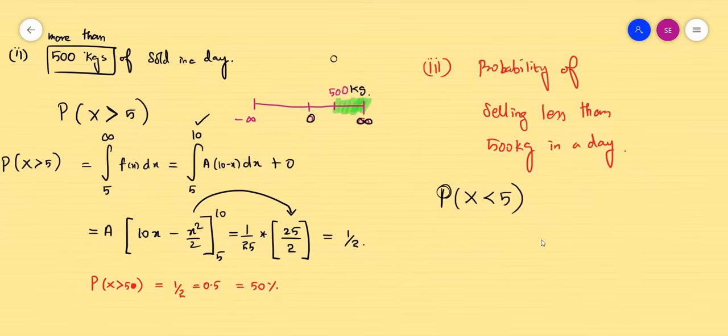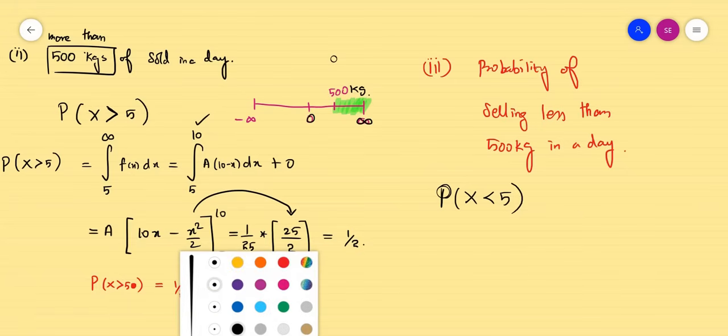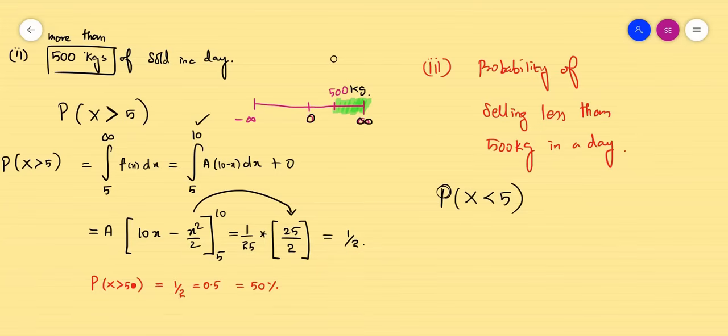Okay, how to find this? You have to integrate, right? Yes or no, guys? Yes, sir. But I will tell you one trick. What is sum of probabilities again? 1, right? So probability of more than 500 kgs is 50%. Then what is the probability of less than 500 kg? 50%. Right? 50-50.